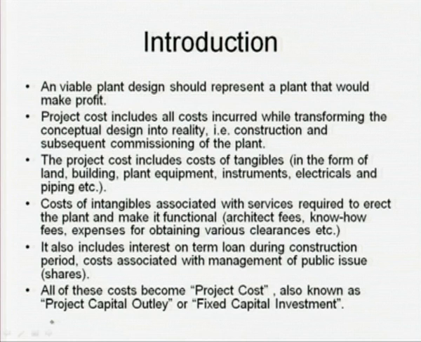The project cost includes the cost incurred while transforming the conceptual design into reality, the construction and subsequent commissioning of the plant. The project cost includes the cost of tangibles in the form of land, building, plant equipment, instruments, electricals, piping, etc. Then it also includes the cost of intangibles associated with services required to erect the plant and make it functional, such as architect fees, know-how fees, expenses for obtaining various clearances, and then other various types of costs that are associated with each step.